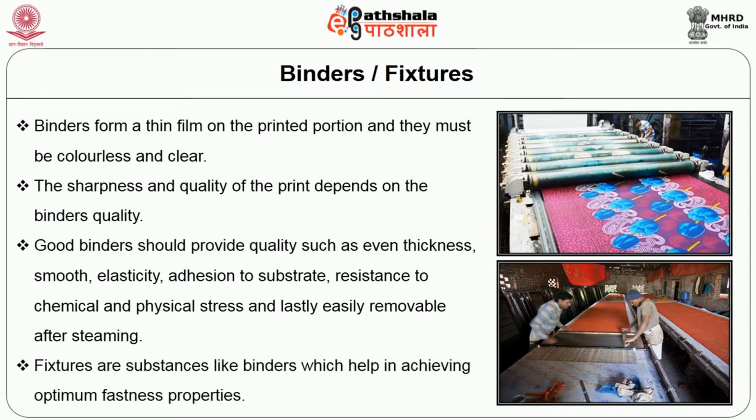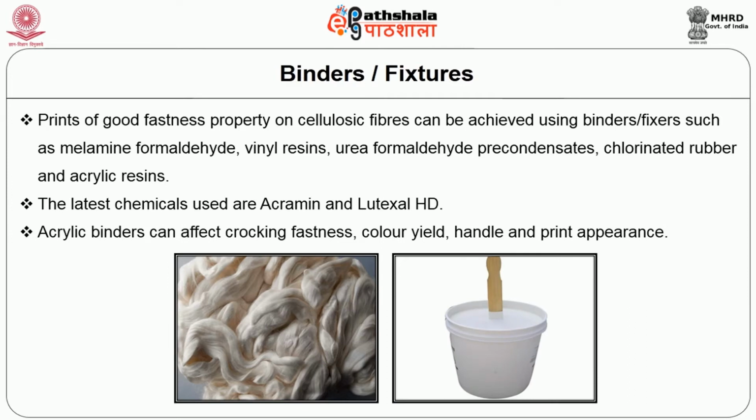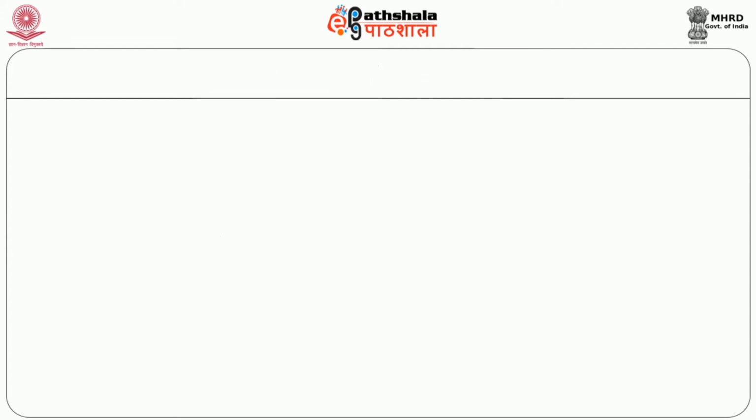Fixtures are substances like binders which help in achieving optimum fastness properties. Prints of good fastness property on cellulosic fibers can be achieved using binders and fixtures such as melamine formaldehyde, vinyl resins, urea formaldehyde precondensates, chlorinated rubber and acrylic resins. The latest chemicals used are Acramin and Lutexol HT. Acrylic binders can affect crocking fastness, color yield, handle and print appearance.